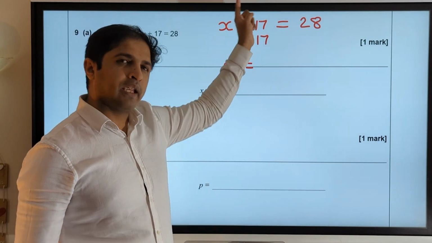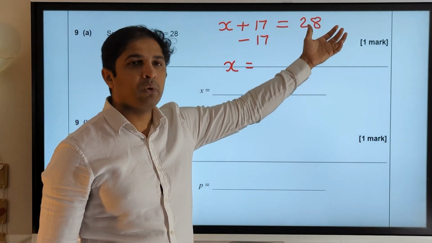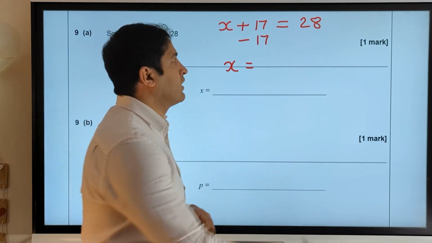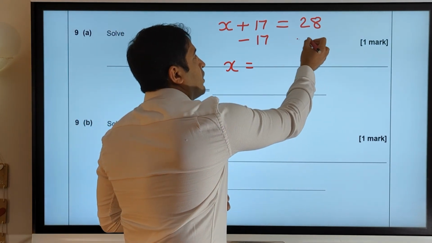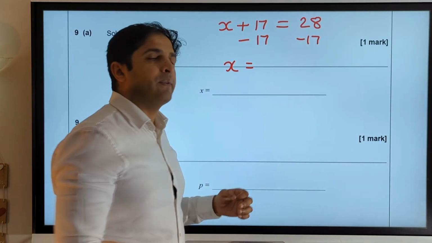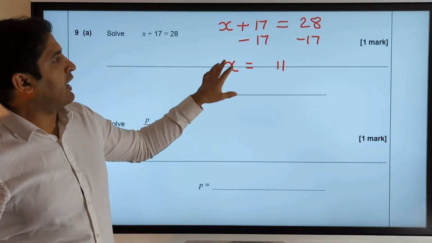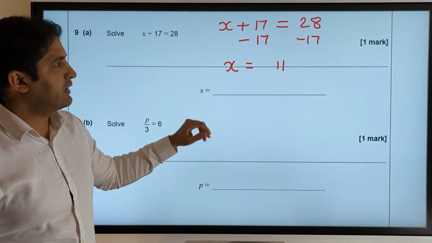And then if I take away 17 from here, I need to take away 17 from that side as well, because both sides are equal to each other. To keep the equality, I need to take away 17. So 28 take away 17 will give you 11. So we get x is equal to 11. That's it.